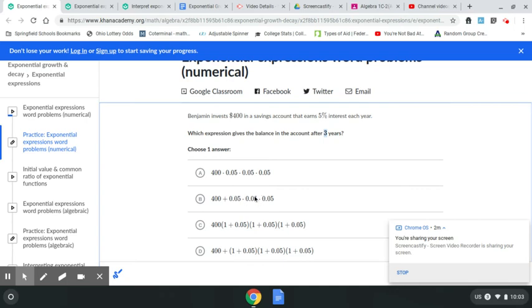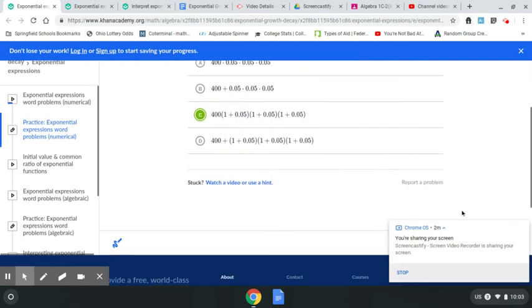It's 5% growth. There's a plus sign. Get that out of there. D has a plus sign. Get that out of there. The correct answer has to be C because you're multiplying it by 5% growth each year. So it's adding to 1 3 different times.